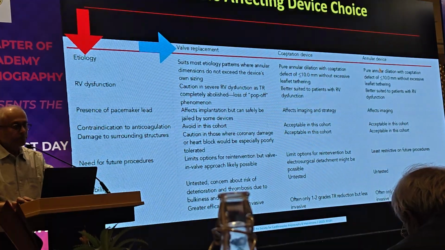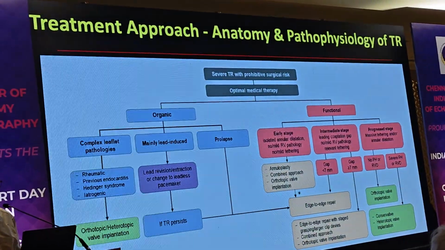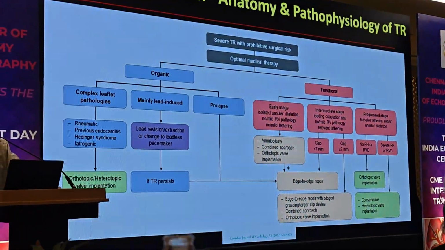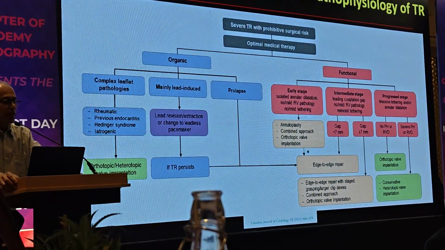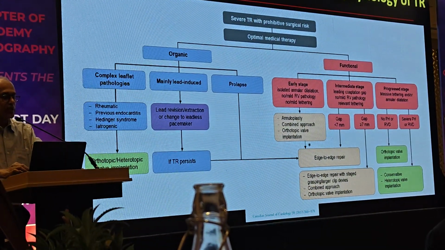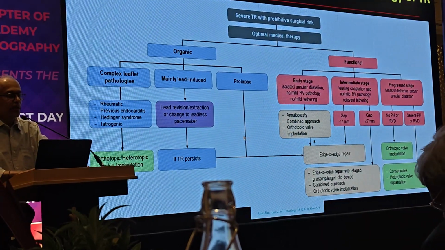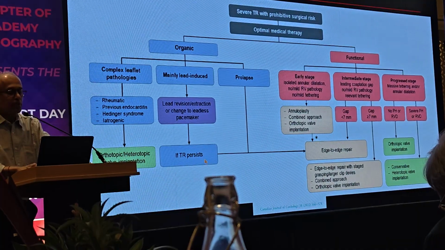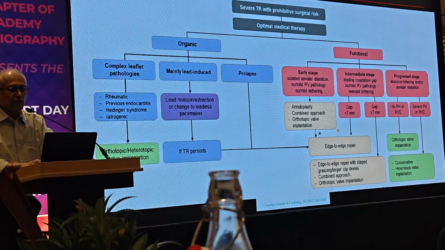Now, putting everything into perspective, this will be the treatment approach, looking at both the anatomical and the pathophysiology. So you have the primary TR, and then you have the secondary TRs, and then you have the complex leaflet pathologies, and then you have the orthotopic, heterotopic, and if it is lead induced and the TR persists, you have an extraction, and if the TR persists, you can look at H2H repair, and then coming out of this side, you can really see these numbers over there.